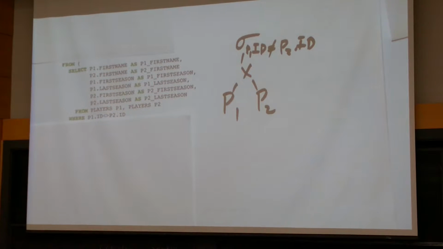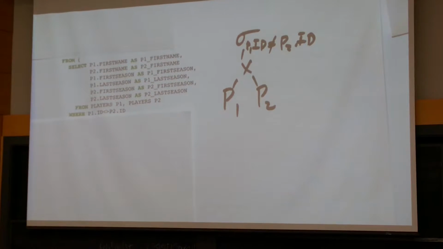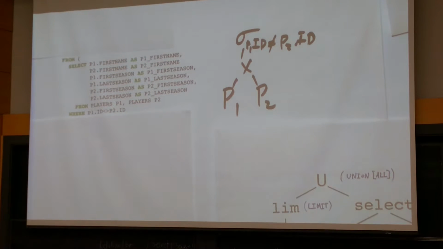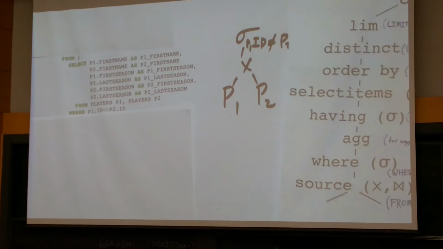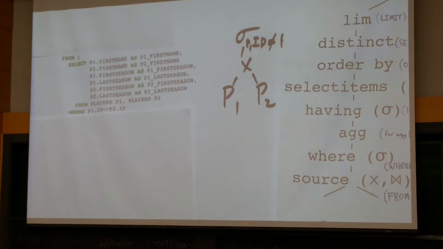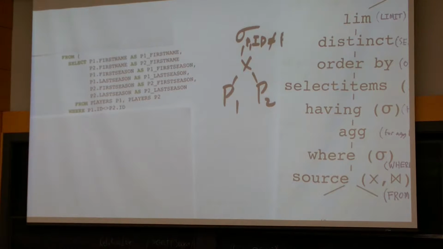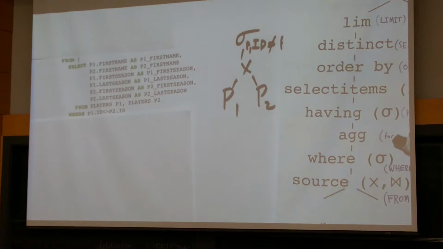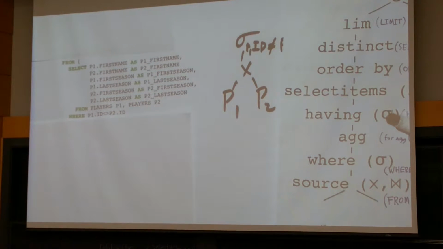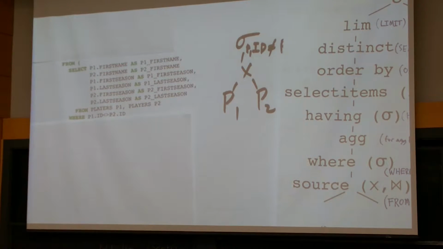All right, so cross product, selection, what's next? Handy dandy chart here. So we got the source, we got the where. No aggregates. No having.